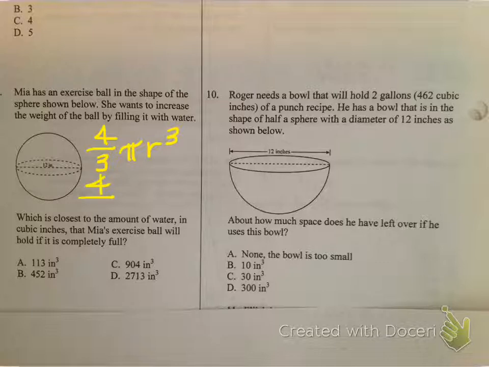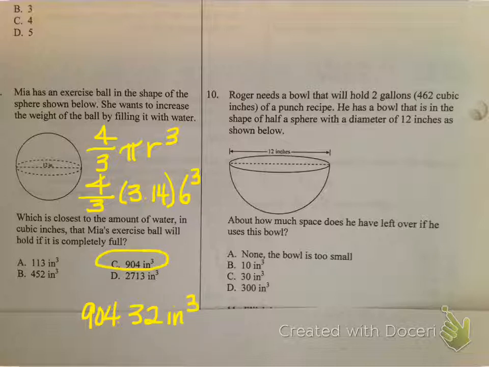So I'm going to go ahead and do 4/3 times 3.14 times 6, because the diameter here is 12, so the radius is 6 cubed. Now remember, I'm going to go 6 times 6 times 6 first, and then I'm going to multiply that by pi, and then I can multiply that by 4 and divide by 3. So when I do that, I get 904.32 inches cubed. So the answer is C.